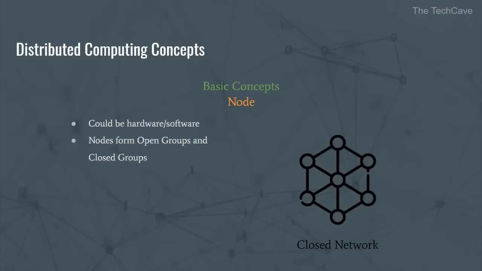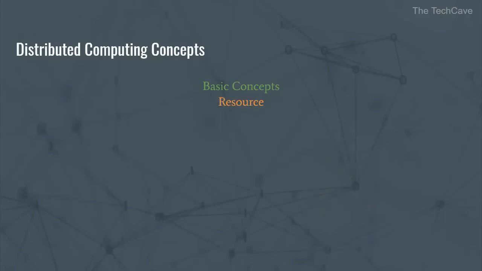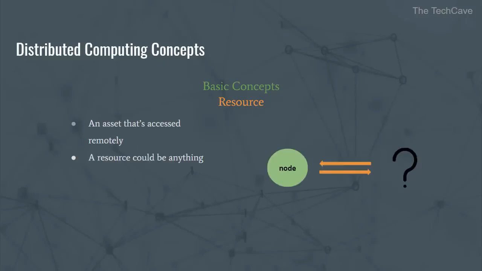Another important notion is what is referred to as a resource. A resource is an asset in the distributed system that could be accessed remotely by nodes in the network or users of the distributed applications that run over the distributed system. Resources can be virtually anything, such as files, services, storage facilities, other networks, etc. Basically, a resource is anything that a node can take advantage of or use.